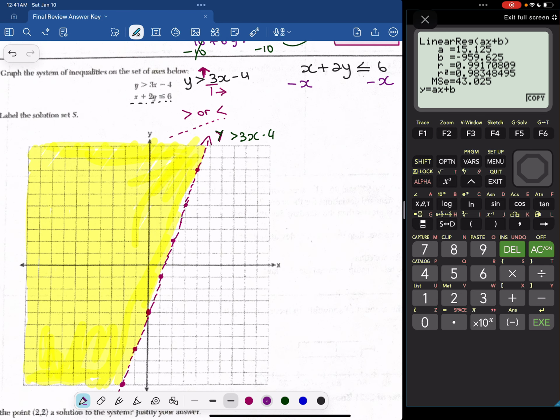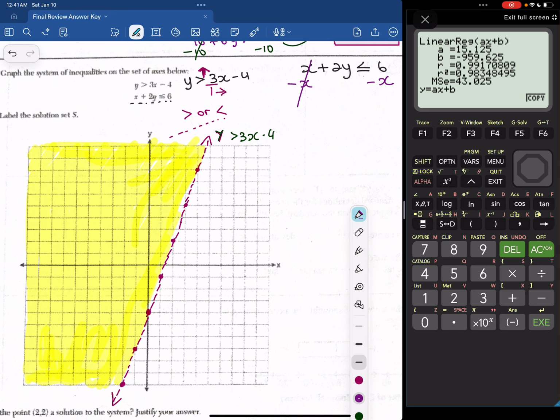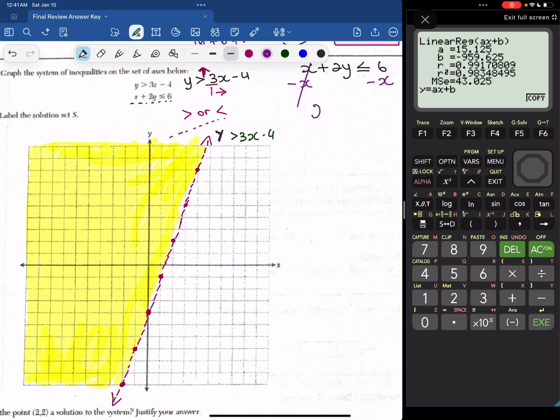X minus x will cancel, and then we'll be left with 2y is less than or equal to negative x plus 6. Last step here is to divide both sides by the number in front of y. So we're going to divide both sides by 2. The 2's will cancel from in front of the y, and we'll be left with y is less than or equal to negative 1 over 2x, so a negative half x, plus 3.